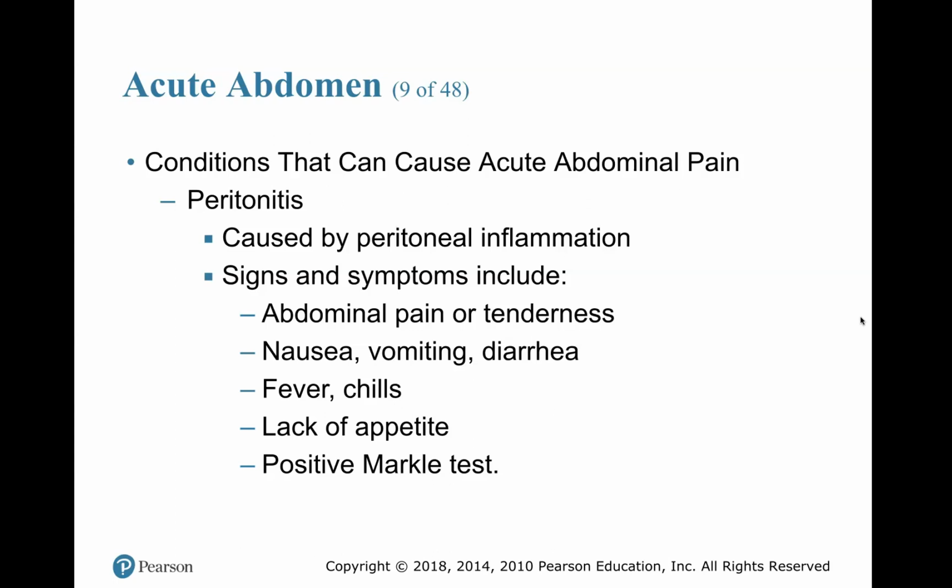Peritonitis is caused by peritoneal inflammation. The signs and symptoms are abdominal pain or tenderness, nausea, vomiting, and diarrhea, fever, chills, lack of appetite, and positive Markle tests. So the Markle test is if you have someone stand up and then stand on their tippy toes and then fall back onto their heels. If there's any pain felt in the abdominal region, that is a positive Markle test.